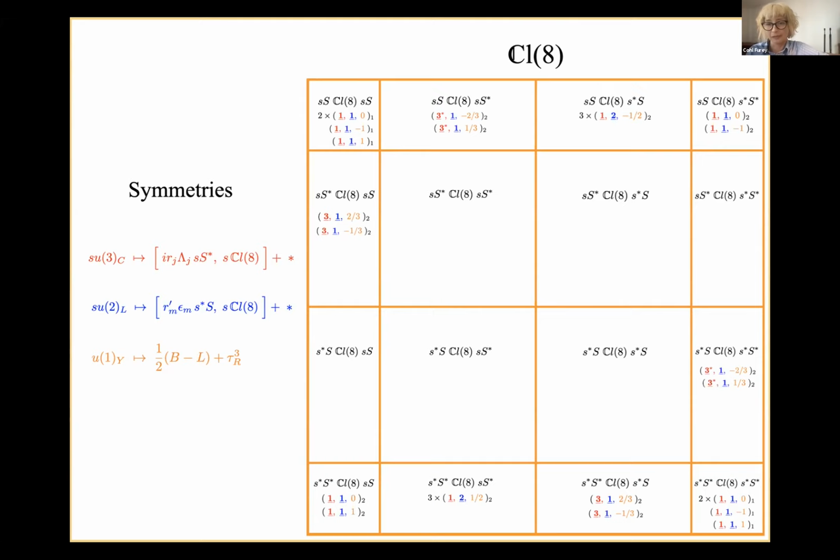So clearly the red irreducible representations here correspond to how they transform under SU3. The blue corresponds to how they transform under SU2 left. And the orange corresponds to how they transform under hypercharge, or like what their eigenvalues are under weak hypercharge. And then finally the black subscript on the right-hand side corresponds to how these things transform under SL2C.